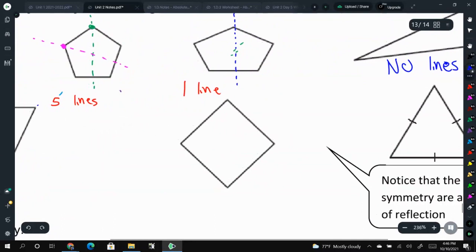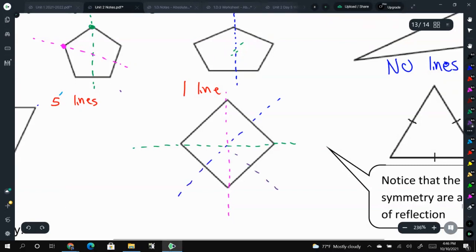Now we have a square. Some people may say this is a diamond, but it's a square. It's just kind of rotated, and that's why it looks like a diamond. So we have one line of symmetry there. We have one line of symmetry here. But like the rectangle in the first problem, we have a line of symmetry right there.